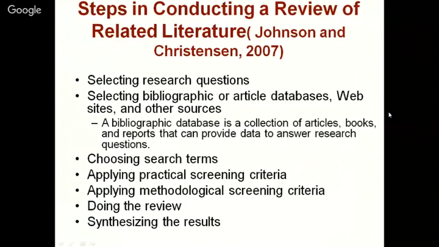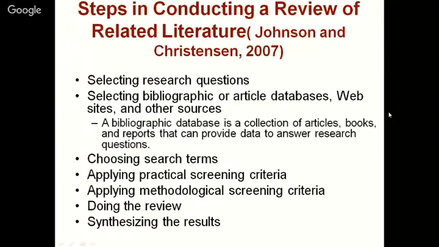The very first step in review of related literature is selecting a research question. Now, for example, we started with, the question was, is the glass reinforced concrete having more strength in comparison to the fiber reinforced concrete? This is the question. Now here, once you have a question in mind, you need to select the databases, and that you will choose what are the various sources of information, which I'll come to a little later.